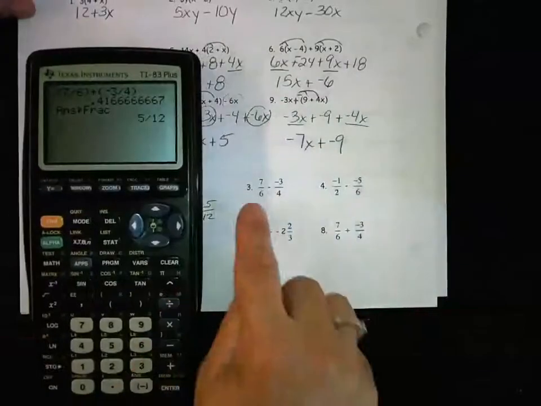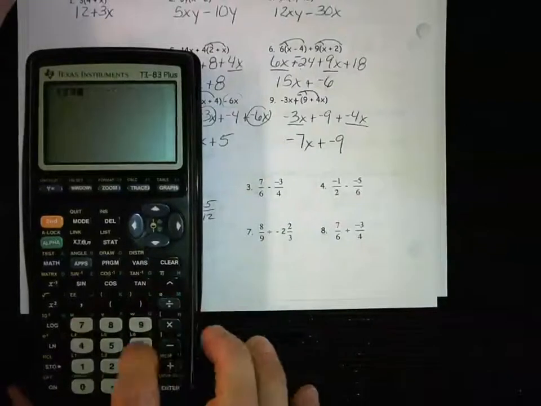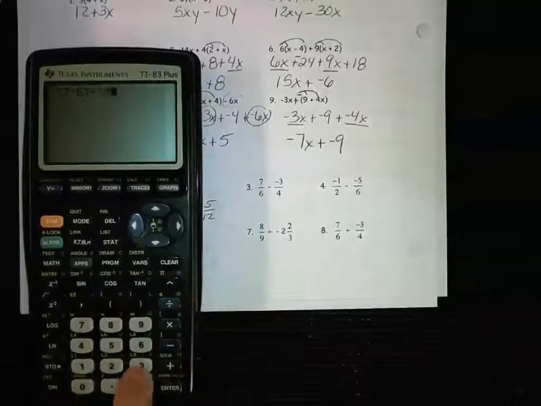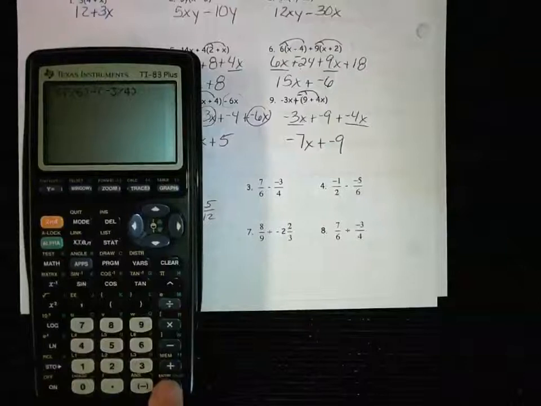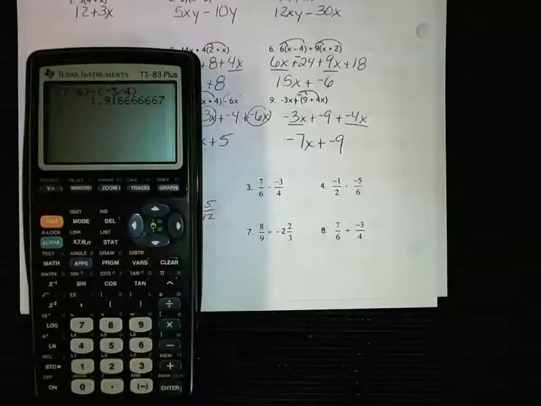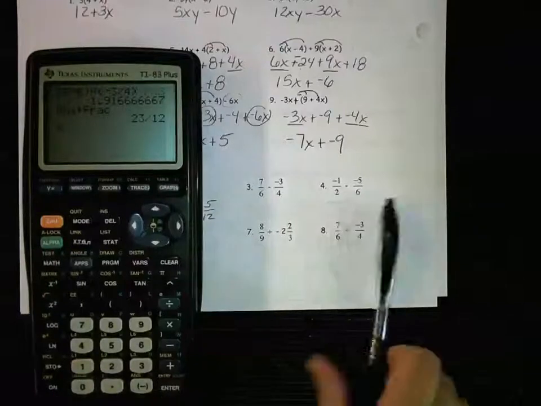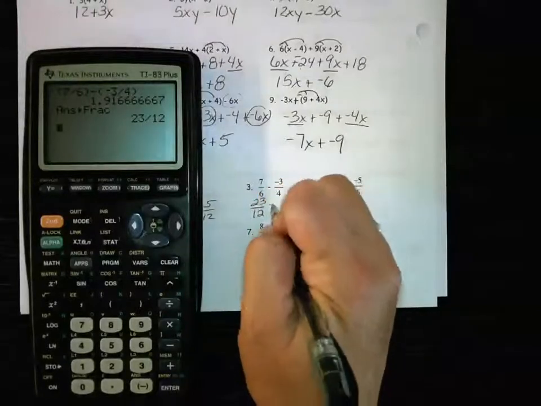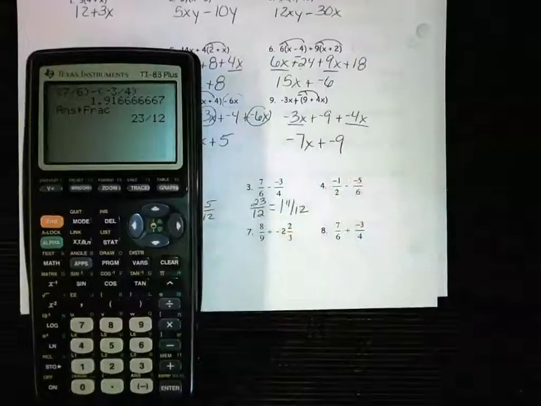So let's try these subtracting ones on our calculator. 7 divided by 6, subtract -3 divided by 4, 1.916666 repeating. Hit your math key, 1, and our answer here is 23/12. And if you would want to write that as 1 and 11/12, either of those answers is fine.